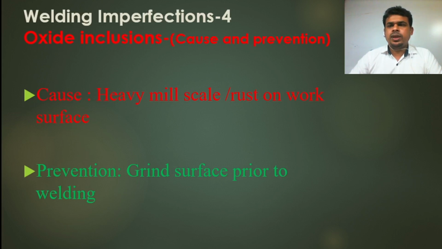So how can we prevent it? Grind the surface prior to welding. If there is too much rust, we must grind it properly and clean it, and only then do the welding, and we can prevent this type of oxide inclusion.